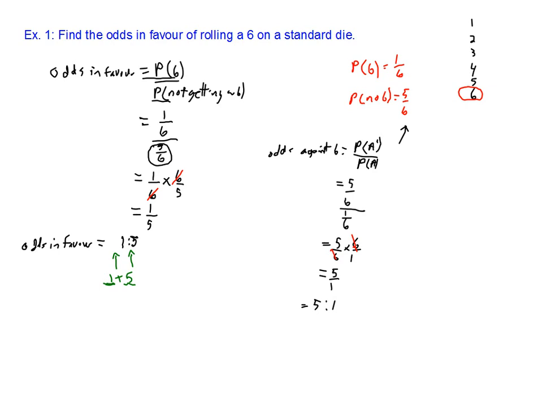We can see the exact same thing happening over here, right? We've got the 1 and the 5. The 5 plus 1 gives us 6, so we see the total number of outcomes. Let's look at a second example. So here we're going to go backwards. It gives us the odds, and we need to find the probability.